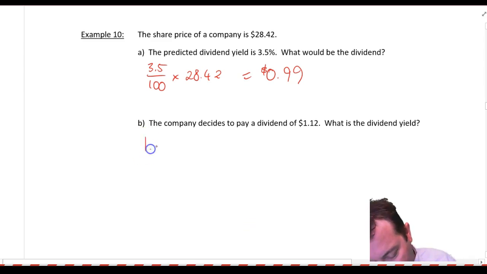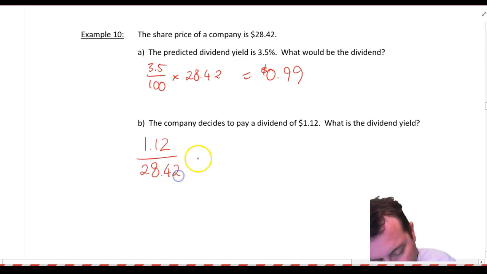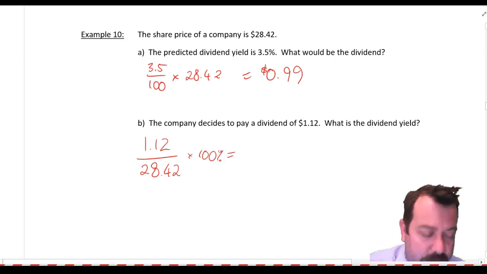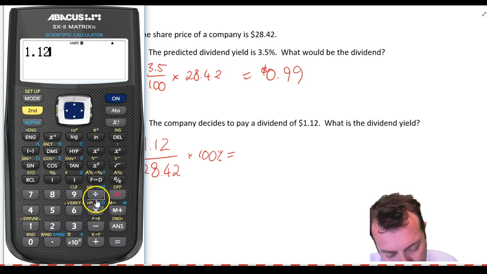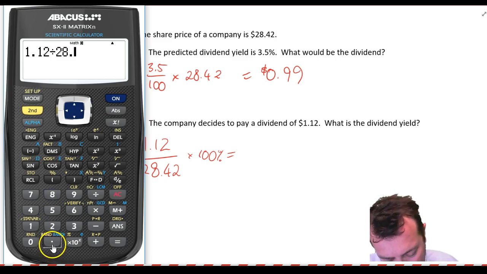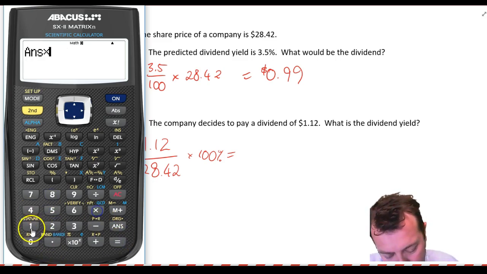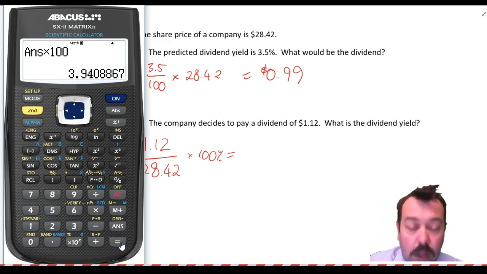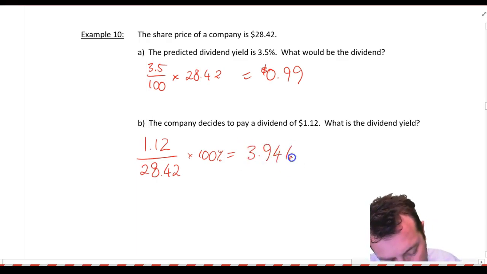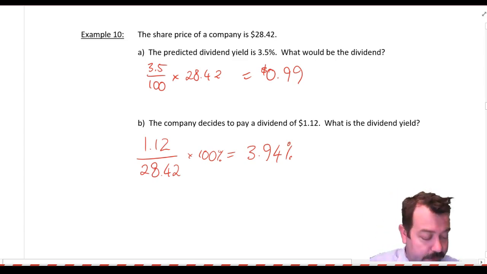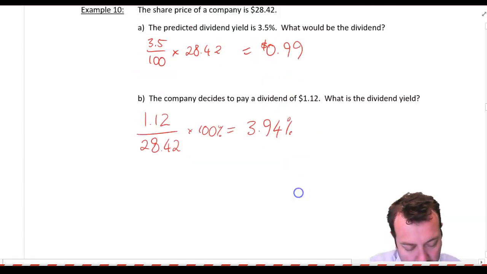So $1.12 divided by 28.42, and we'll just multiply that by 100 at the end to express it as a percentage. I should say percent. I'm going to write that in there, but please don't press the percentage button on your calculator. So 1.12, I'm not going to do the fraction, I'm going to go divided by 28.42, multiply it by 100, and there we go. My dividend yield is 3.94%. Okay, so you see that is a little bit more than the 3.5% that we calculated in the first place. Rightio. So that's what we need to know there.